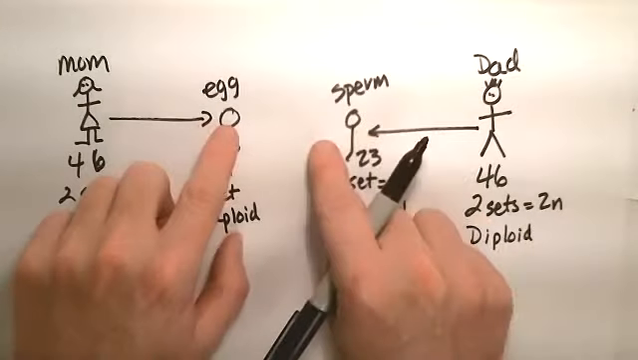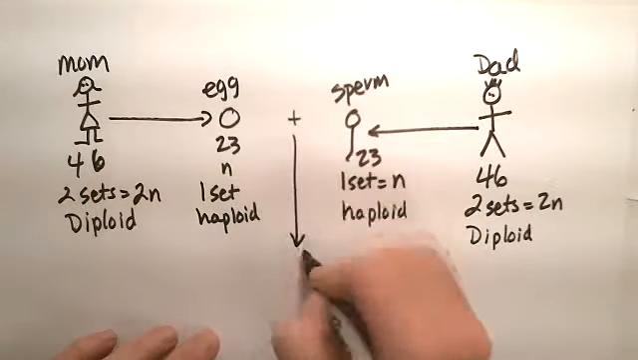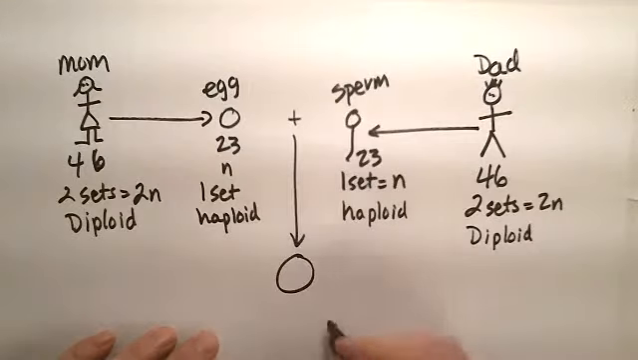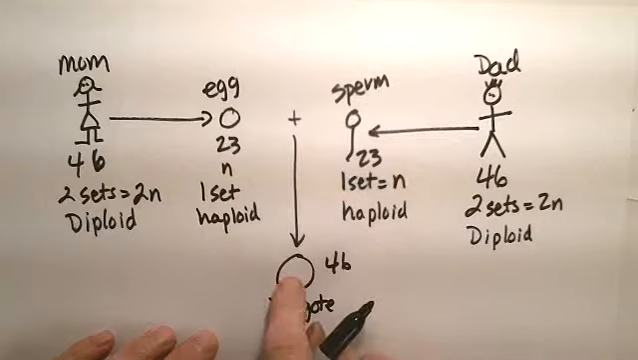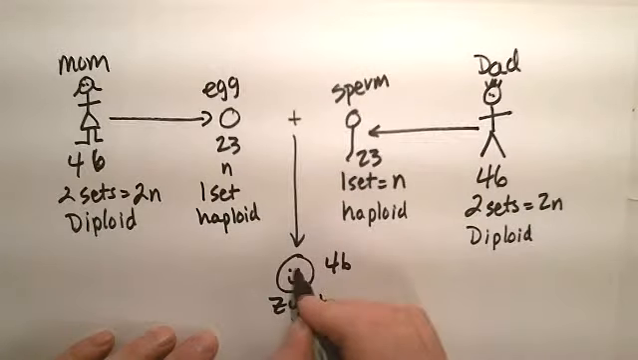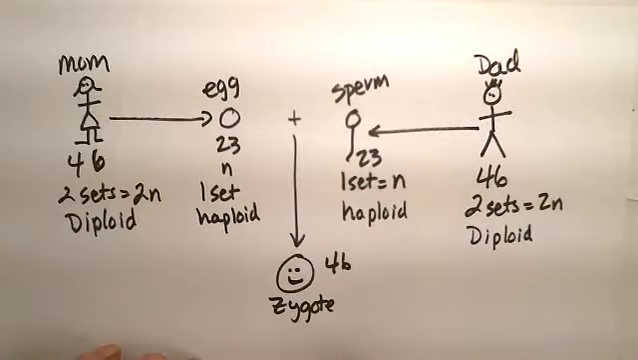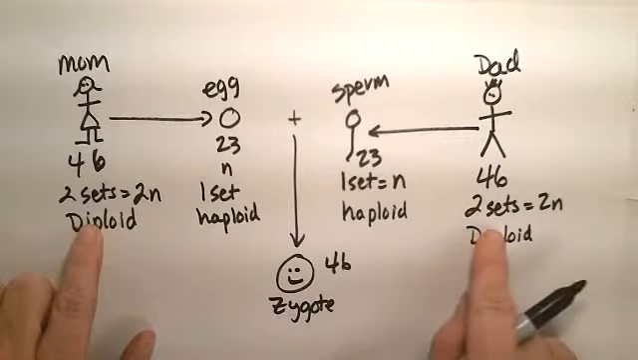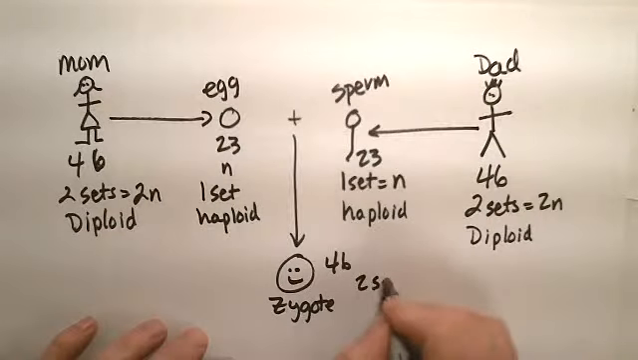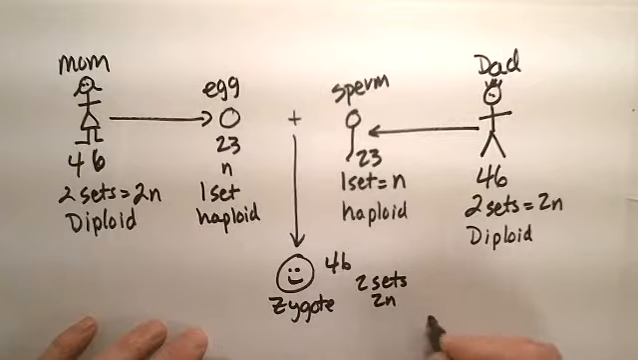Now, when egg and sperm join, we get a new cell. It's called a zygote, has 46 chromosomes. This is the baby. Here, I put a little face on it for you. This is the baby, 46 chromosomes, and we're back to the 2 sets again, or 2N, or diploid.